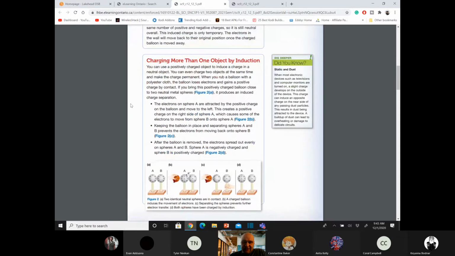Charging more than one object by induction. You can use a positively charged object to induce a charge in a neutral object. And by the way, I've got a couple of demos here to show you about this. You can even charge two objects at the same time and make the charge permanent. A balloon with a polyester cloth: the balloon loses electrons and gains a positive charge by contact. If you bring the positively charged balloon close to the neutral metal spheres, it produces an induced charge.